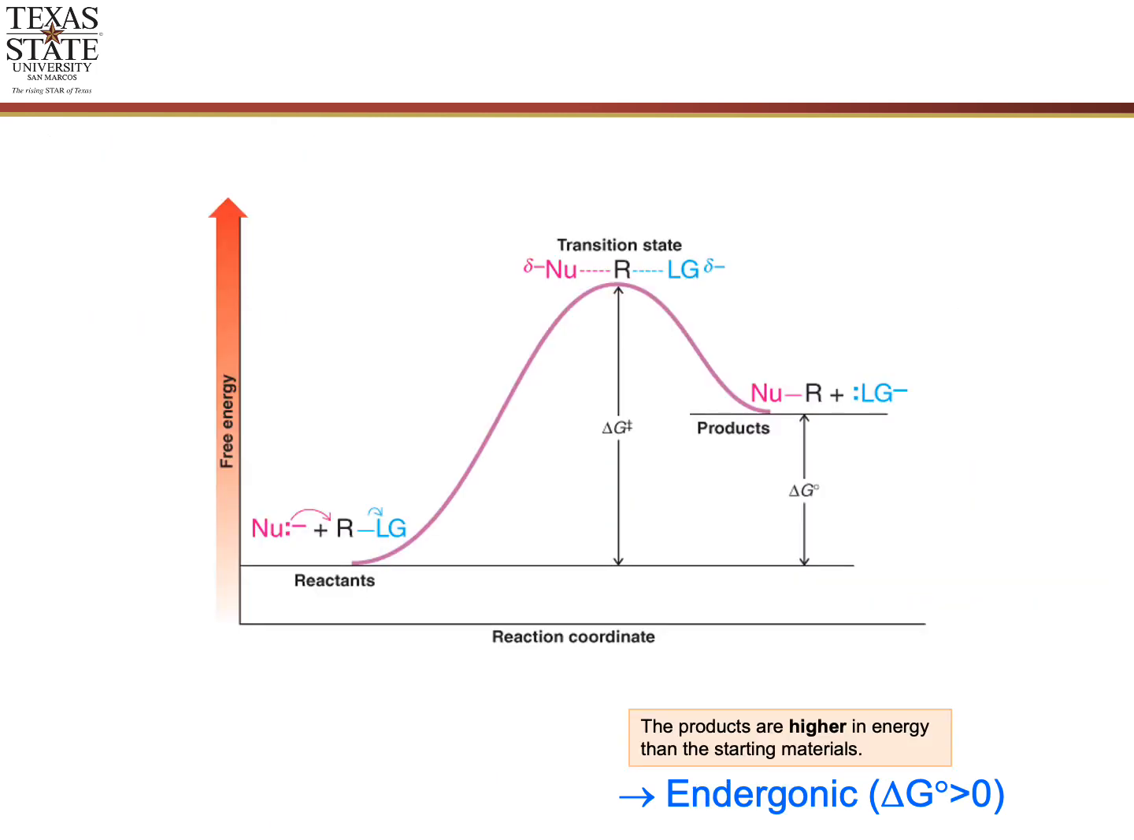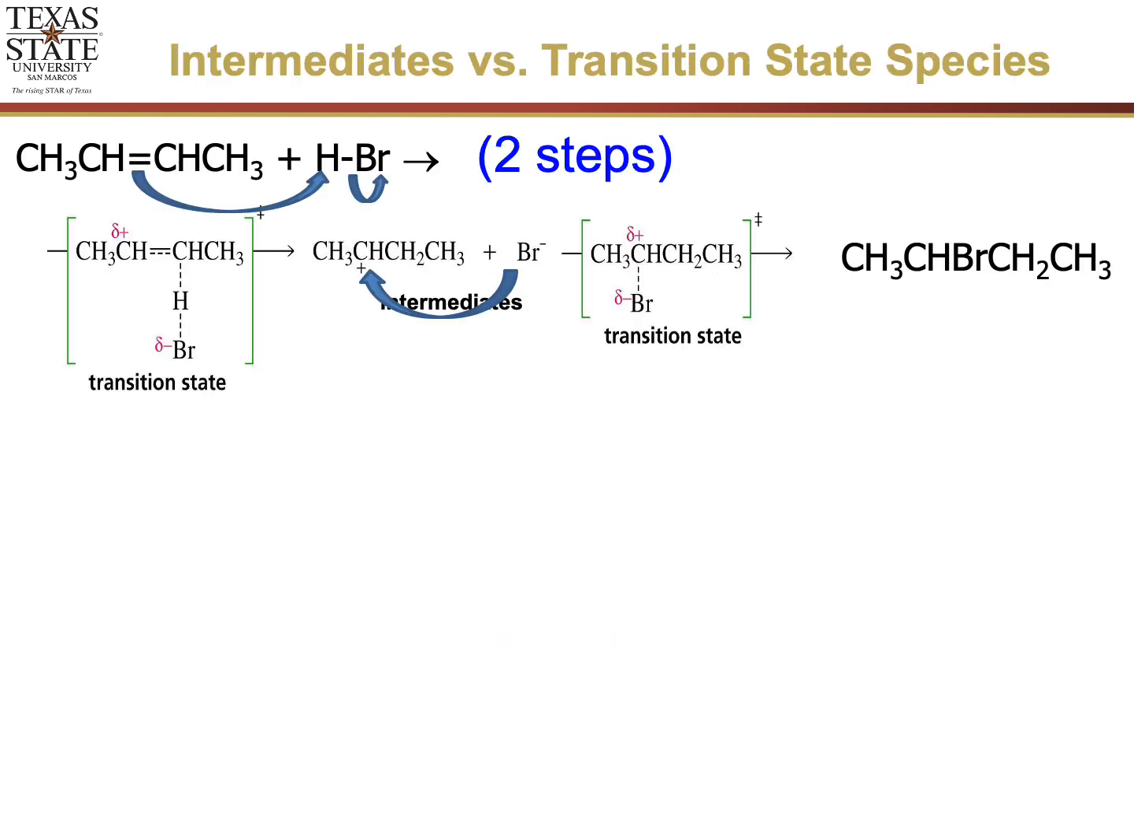If we go to a set of reactions where the reactants actually have a lower energy than the products, we're now looking at an endergonic reaction. Notice that the reactants are lower than the products, but the activation energy, or the transition state, is higher than the products. This is typical for all of these reactions. The difference between an intermediate and the transition state is that an intermediate can actually be isolated.